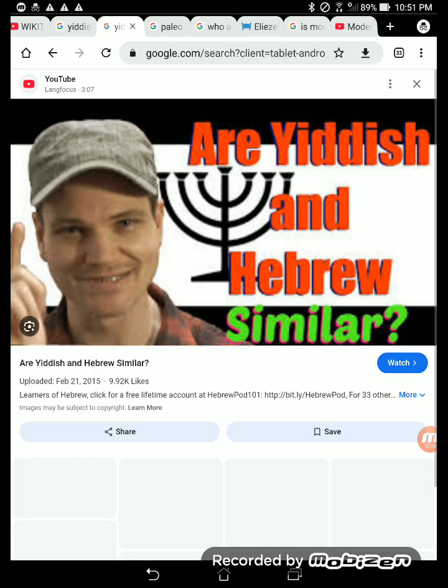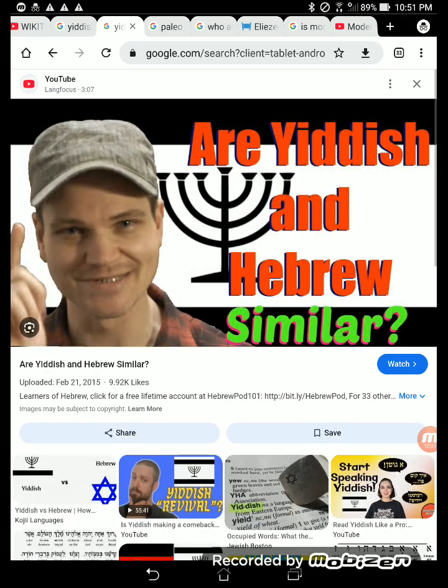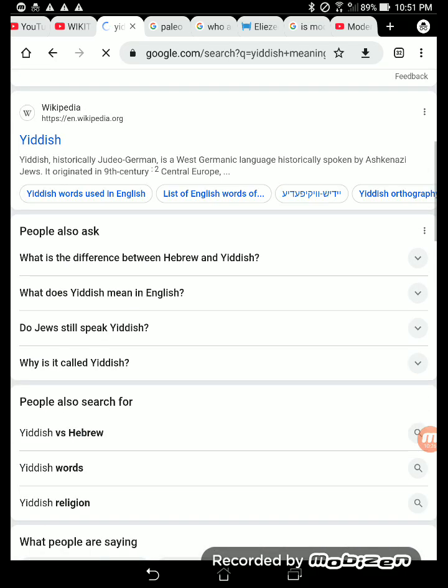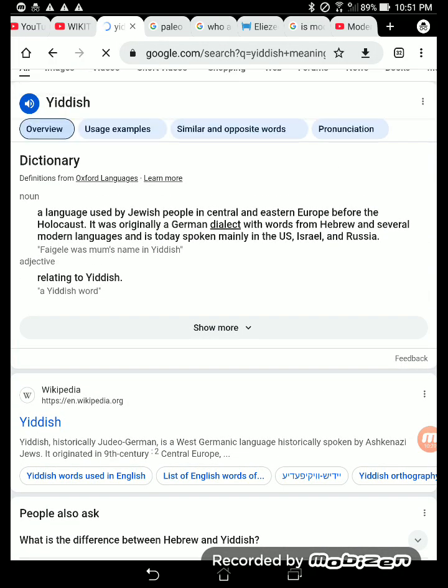I'm going to have to do a part 2 because I'm going to show you this devil talking, and compare it to a Yiddish speaker, somebody speaking Yiddish, and it sounds identical. Yiddish. It says a language used by Jewish people in Central and Eastern Europe before the Holocaust. It was originally a German dialect with words from Hebrew and several modern languages, and today spoken mainly in the U.S., Israel, and Russia. So it's a gumbo.